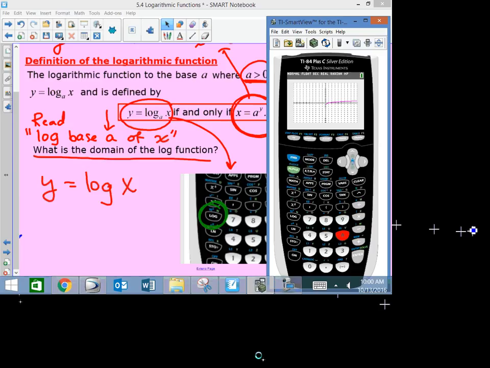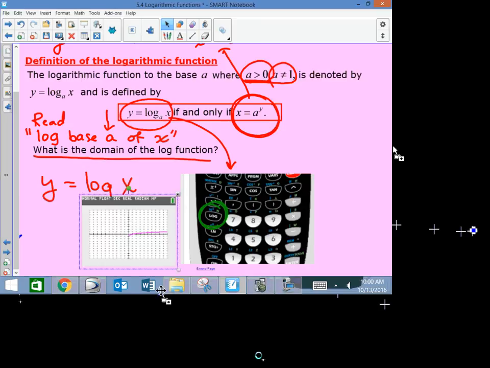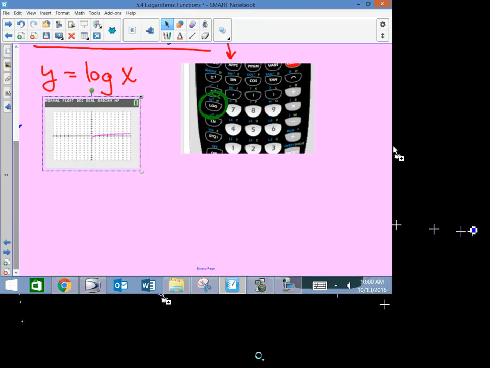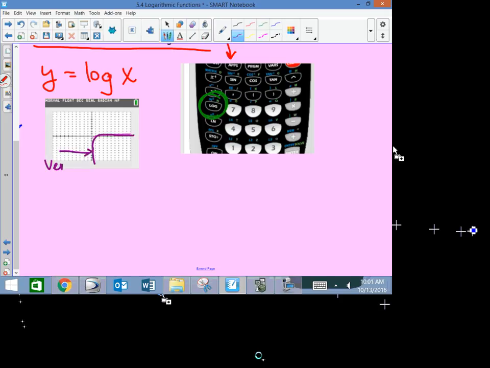Now, just to be clear, this does not stop here. What does it do? It hugs right here. And it does this. So that is a vertical asymptote, x equals 0.